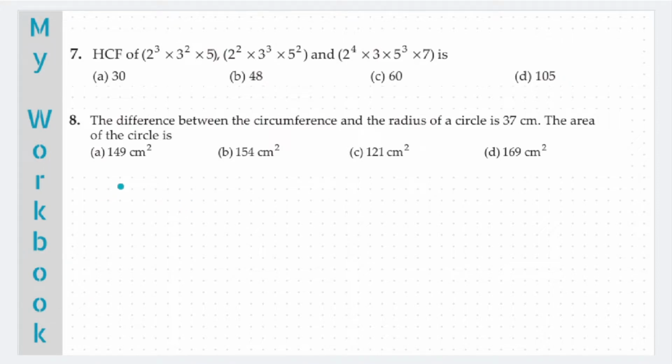For question number 7, the correct answer is option C, 60. And for question number 8, the correct answer is option B, 154 centimeter square.